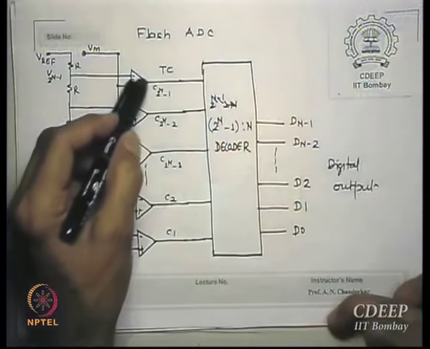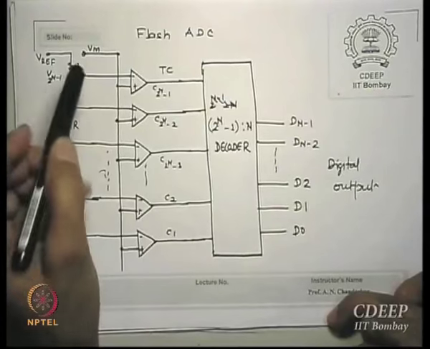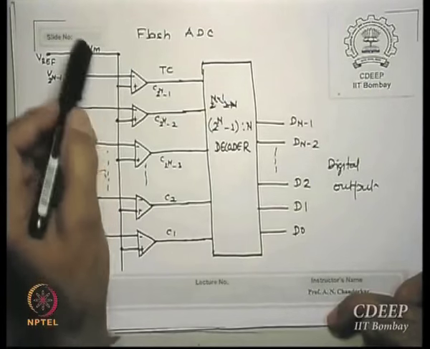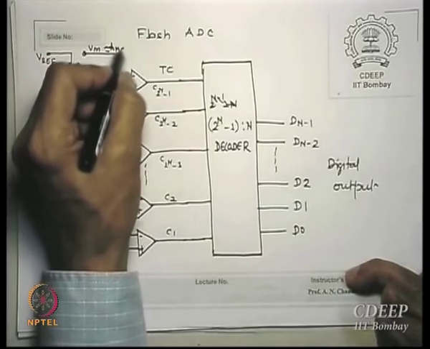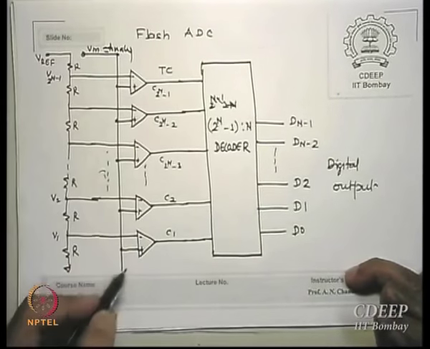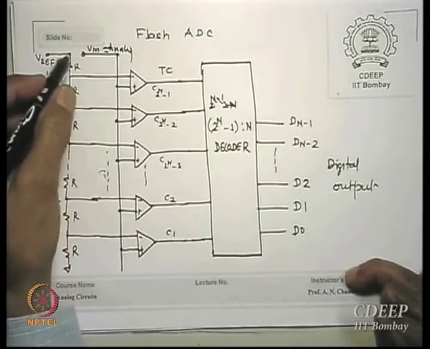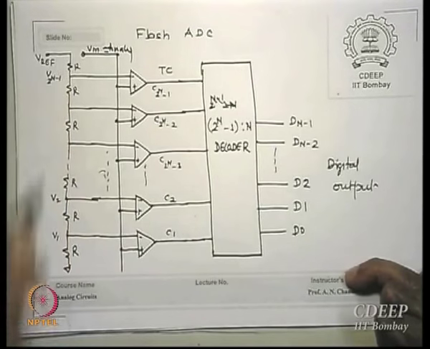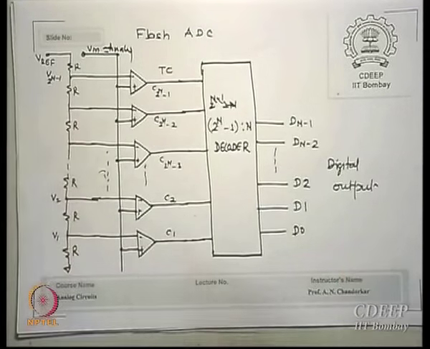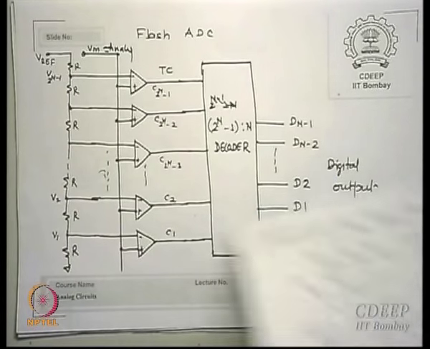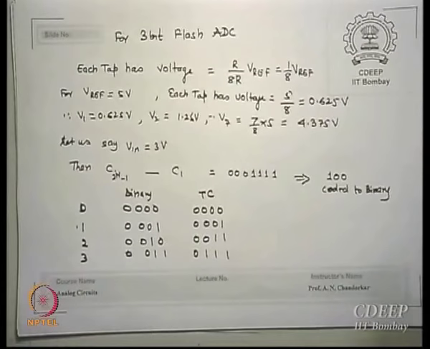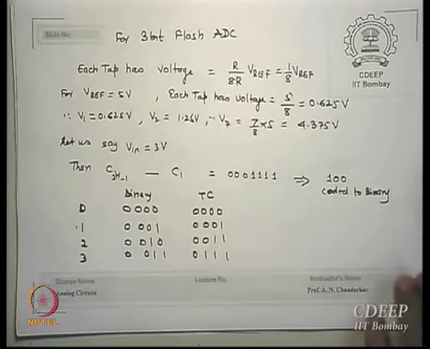code. So main aapko sirf yahan itne comparators lage hue hain. One of them is my analog input. Each is a comparator, and यहाँ पर R का एक series string लगा रखा है. Each tap के ऊपर, इसको बोलते हैं taps. So एक example देते हैं. Each tap has a voltage.